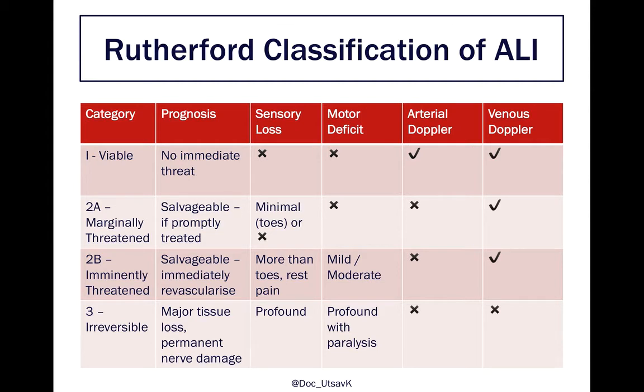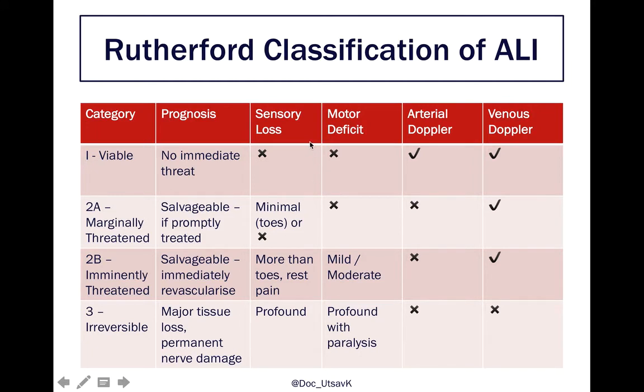We can classify acute limb ischemia using the Rutherford classification here, which we can see there are 3 broad categories. First being viable, 2 being either marginally or imminently threatened, and 3 being irreversible, each being associated with worsening prognoses.